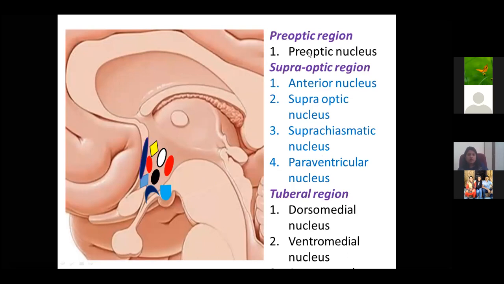Again, in the preoptic you find different nuclei, anterior, supraoptic, all those things. That is not much important. You should remember the four groups of nuclei in the hypothalamus: preoptic, supraoptic, then tuberal and mammillary region.